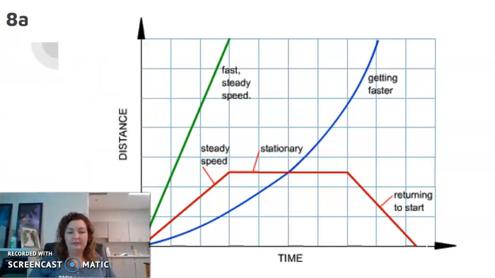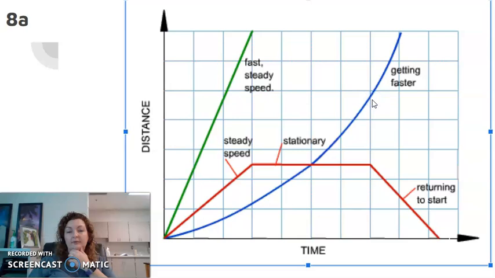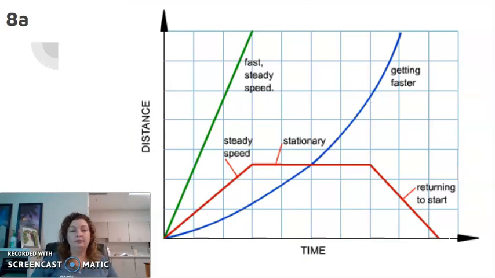Let me try to find a good spot. Here we go, so that you can see this graph really, really well. In fact, let me see if I can just move it. Yep, there we go. Move it over just a little bit for you.